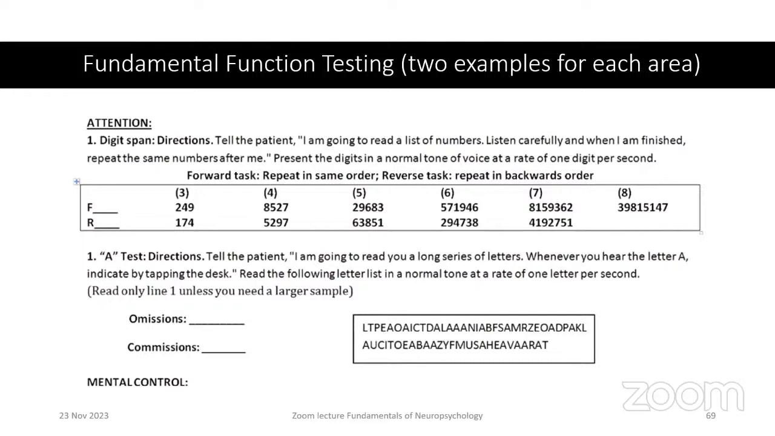A second test, direction: tell the patient, I'm going to read you a long series of letters. Whenever you hear the letter A, indicate by tapping the desk. Read the following letter list in a normal tone at a rate of one letter per second. Read only one line unless you need a larger sample. So how many omissions? How many commissions?